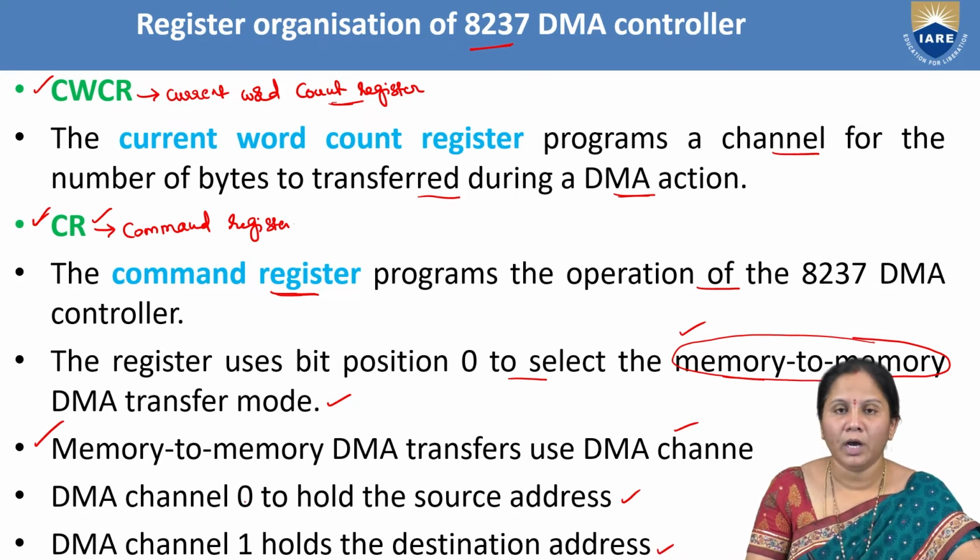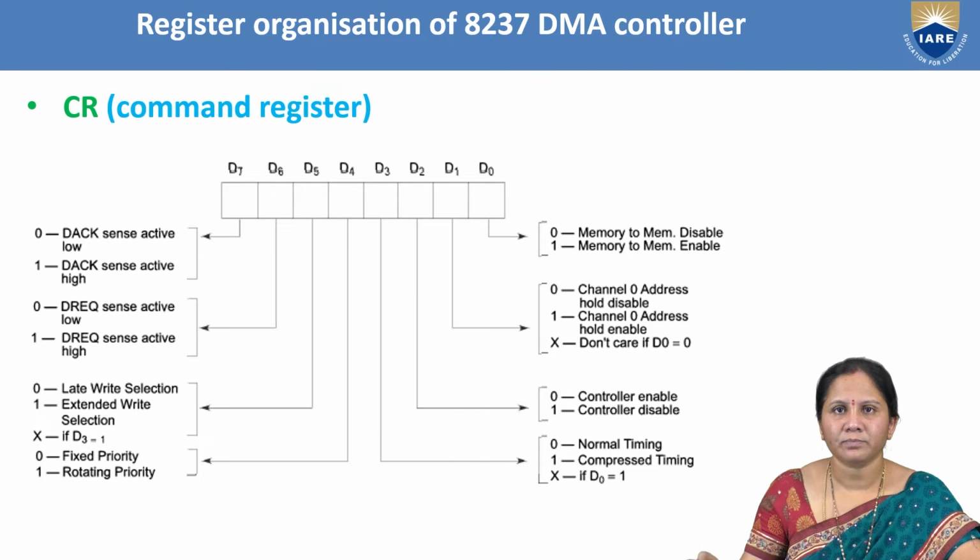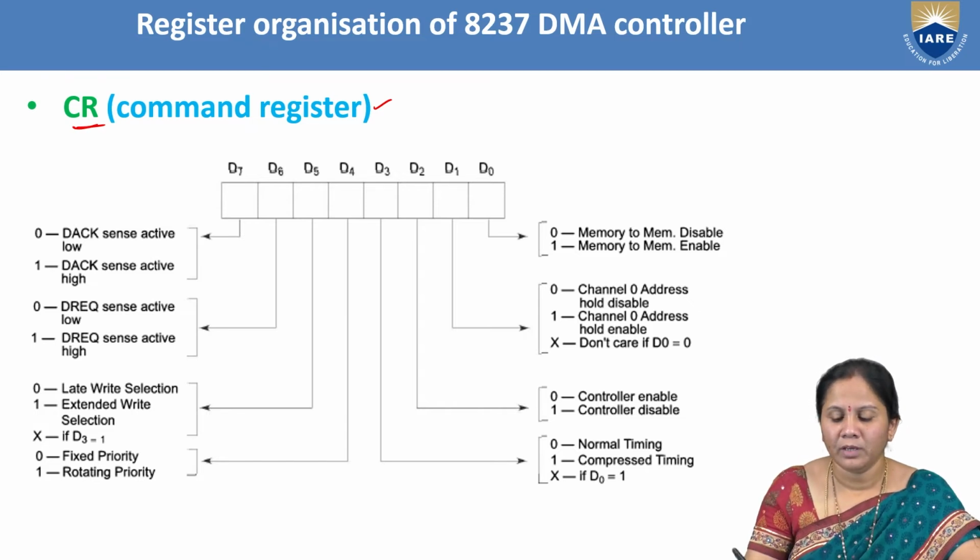So if you are setting that bit to 0, it means the source address will be held by that register, and DMA channel 1 holds the destination address. And this is the 8-bit register format of this command register.